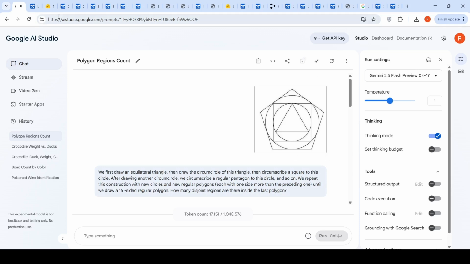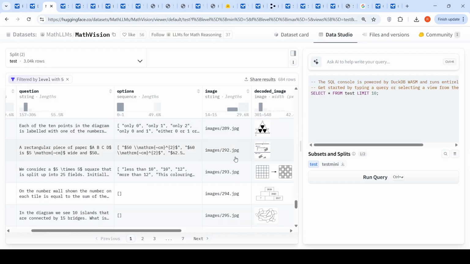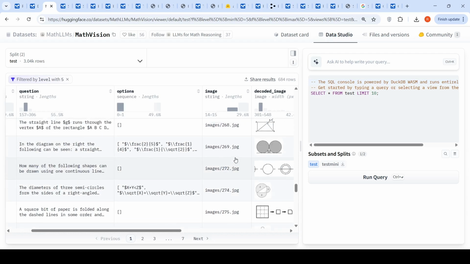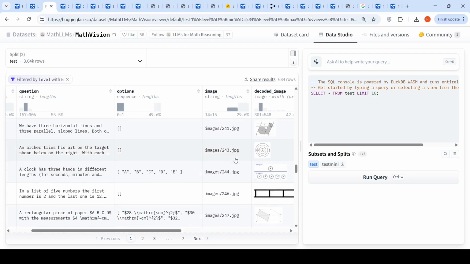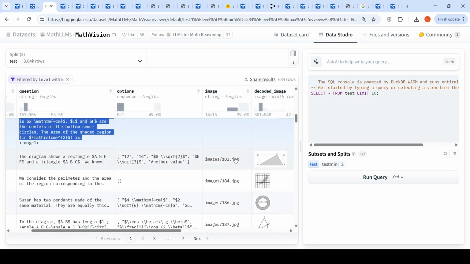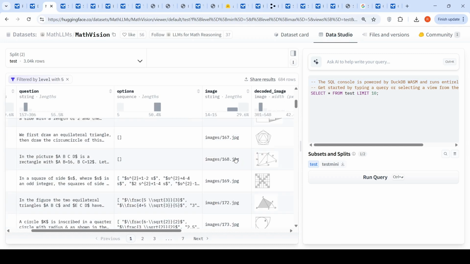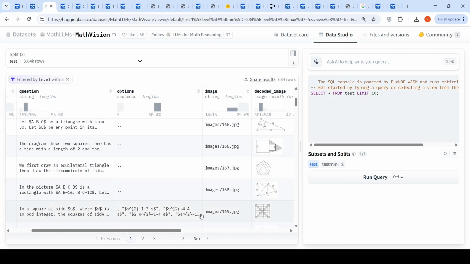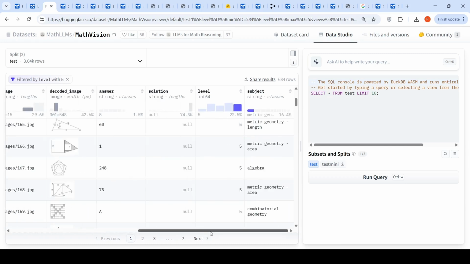The correct answer was 254 based on this data set. I pulled this question from this particular data set, so this is a math vision question. Right, this question was available somewhere over here. Let me see where it was present. Yeah, so it was present over here, and here if you look at the answer, it is actually 254. The ground truth is 248.